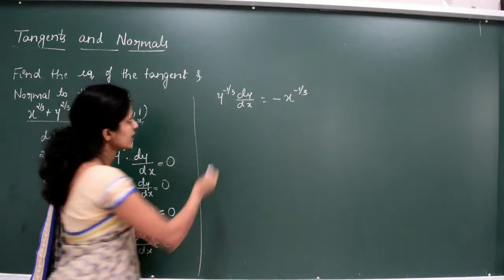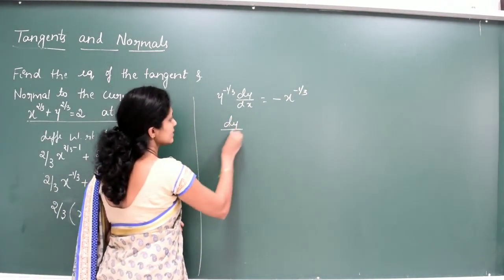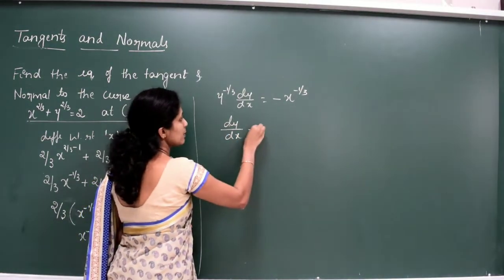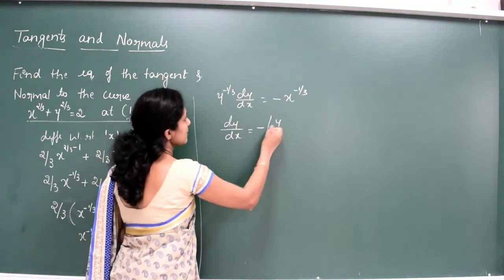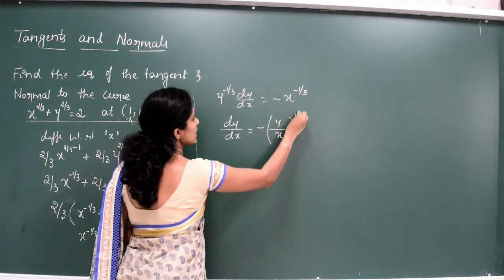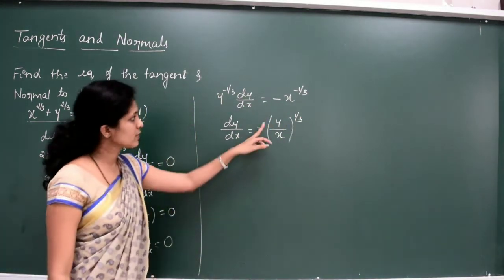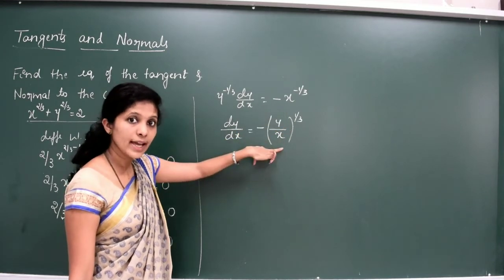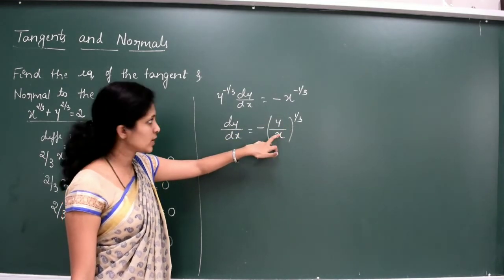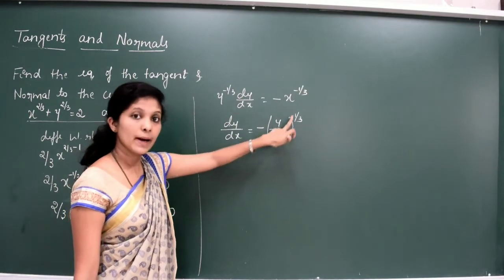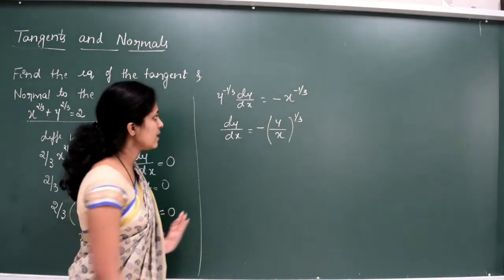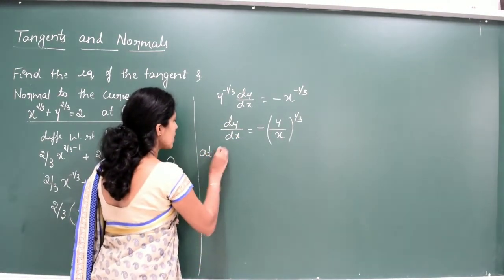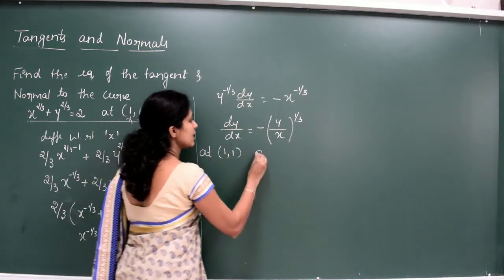By this we can write dy by dx is equal to minus of y by x whole to the power 1 by 3. Right? This will be now x to the power minus 1 by 3 divided by y to the power minus 1 by 3. So it will be equal to minus y by x to the power plus 1 by 3. Is it clear? Now at the point 1 comma 1, what will be the dy by dx?